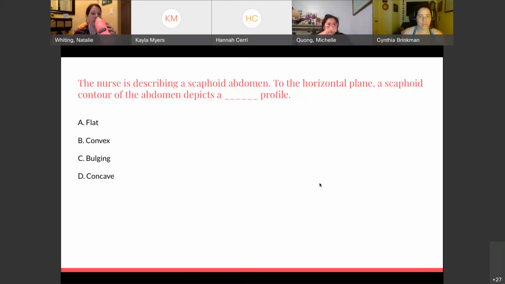This could be a similar one to what you might see if she covered the different contours, and I'm assuming she did. Most of you got this, so good job. It's going to be concave. Concave, I always think of like a cave goes in, right? I don't know, that's the way I remembered it. When you see a scaphoid abdomen, just think of an anorexic patient, basically.